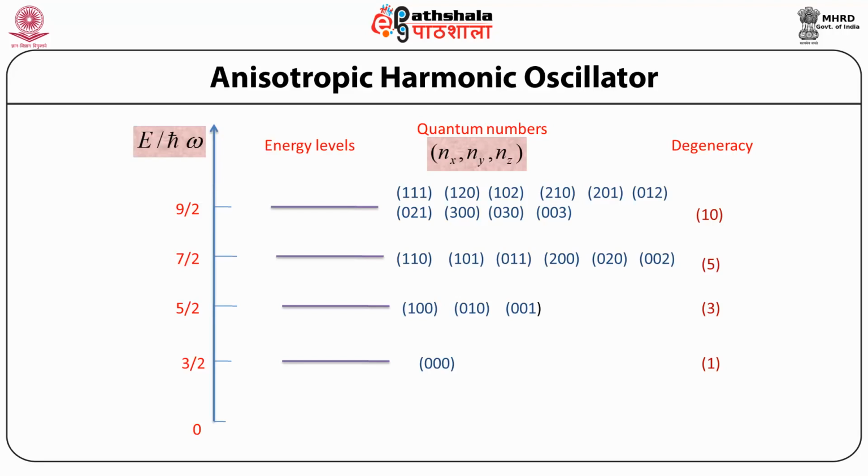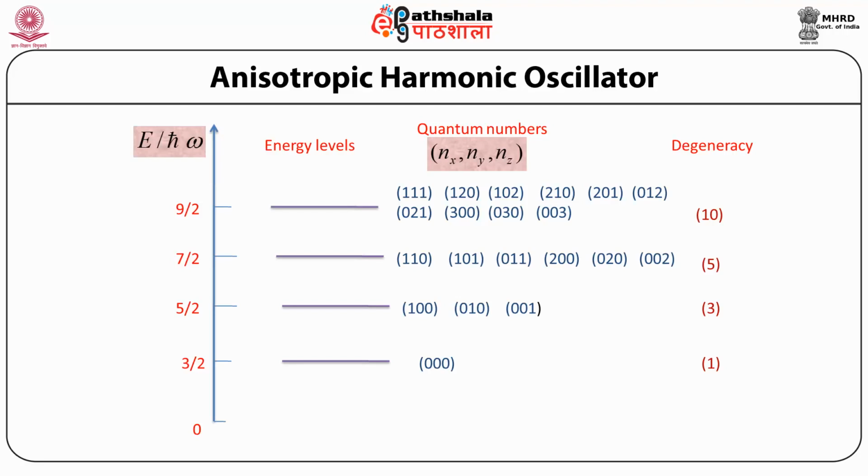Similarly, for the first excited state, for n equals 1, it is E equals 5 by 2 h bar omega. So in the scale of h bar omega, it is 5 by 2. So this energy level, which corresponds to 5 by 2, can be obtained in 3 ways: 1, 0, 0; 0, 1, 0; and 0, 0, 1 for nx, ny, and nz. So there are 3 states which correspond to the same energy 5 by 2 h bar omega. So the degeneracy here is 3.